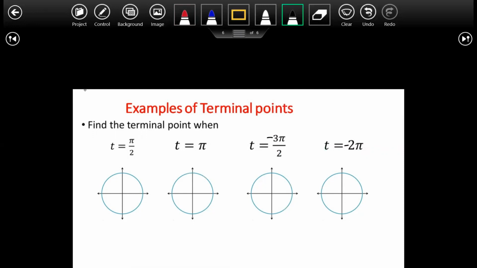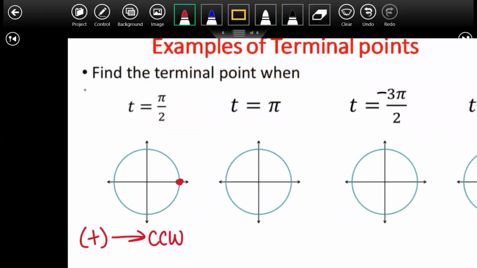Looking at the first one, we first want to be able to identify one thing. Is it positive or negative? Positive. Since it's positive, what direction are we going? Counterclockwise. This is important when we're looking at different things. And our starting point is always going to be at 1, 0. So if we're going counterclockwise by pi over 2, where should our ending point be?